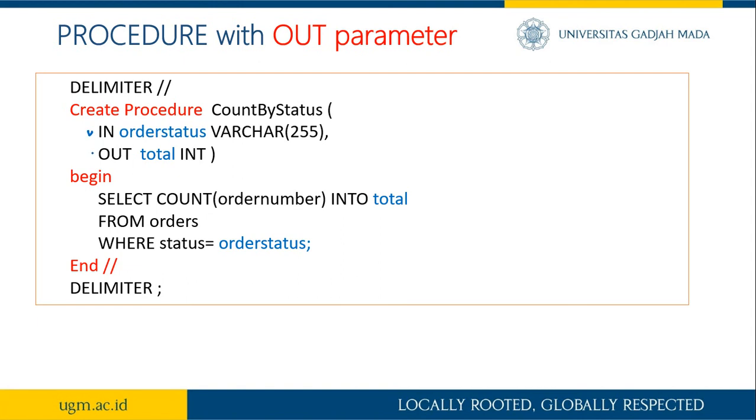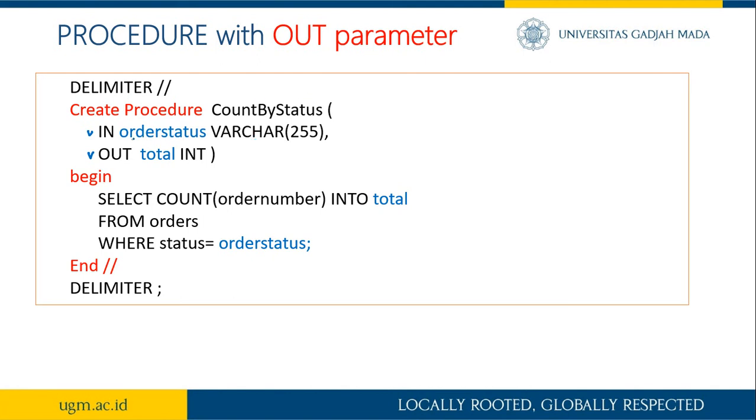The first parameter is using in, and the second parameter is using out. See, this one is the input and this one is the output. So in this case, I will create the procedure count by status. So I will count the order number based on the status. For example, the status of the orders is like shipped or being packed or pending and etc. So I will count the order based on the status.